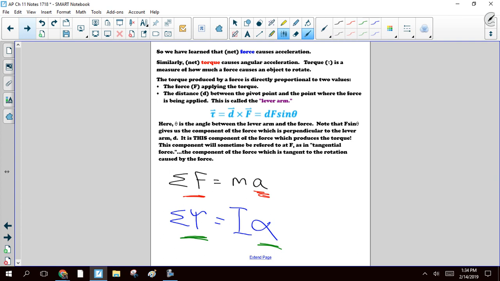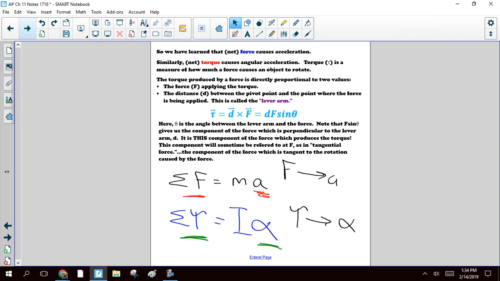If you wanted to make an analogy, you would say that in the same way that a force is a push that produces acceleration, a torque is a twist which produces angular acceleration. So then the question is, how do we produce this twist? How do we produce a torque?